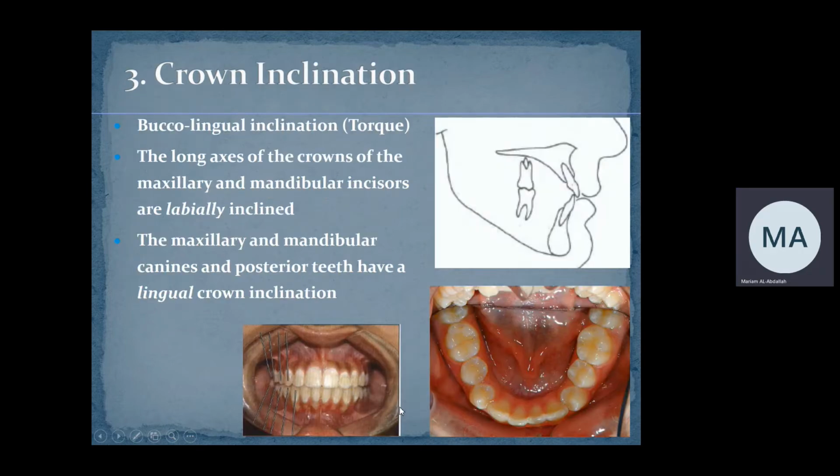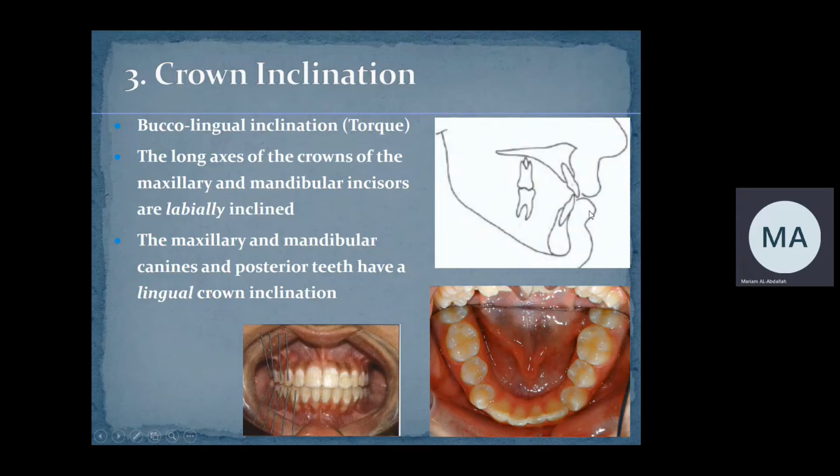Now, crown inclination. In orthodontics, inclination means torque, and this is the buccolingual inclination. Normally for the upper incisors and the lower incisors, the crown should have a labial torque. So the angle between the upper incisors and the maxilla should be around 109, and between the lower incisors and the mandible, around 93.